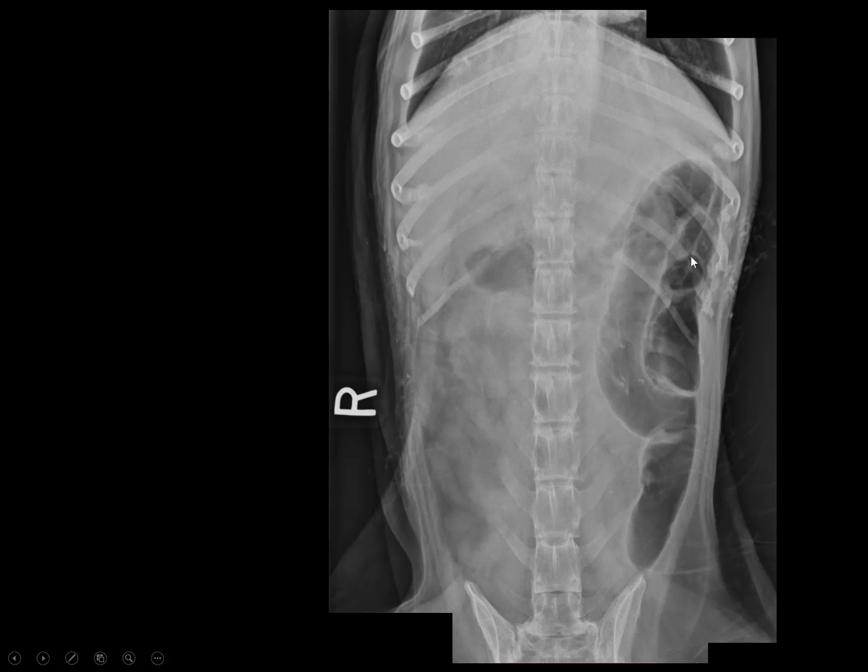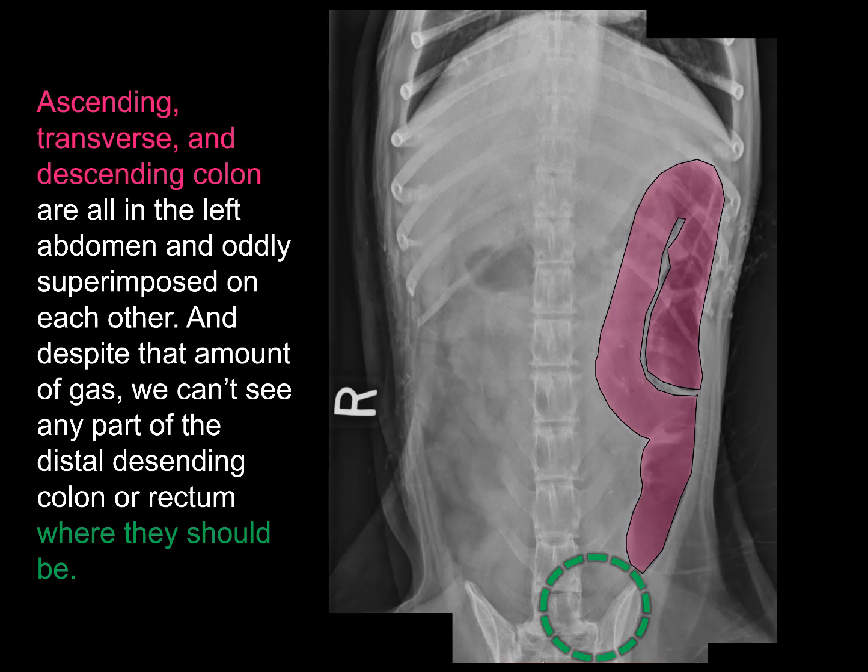Additionally, it has the path of large intestine, at least partially, and there's about the right amount to be plausibly descending, transverse, and ascending. It's just kind of looped on itself, one could imagine twisted over on itself. And then again, given that amount of gas in the large intestine, I don't see anything back here where I would expect to see the most distal part of the descending colon or the rectum. So given those findings, this is a strong candidate for a colonic torsion.